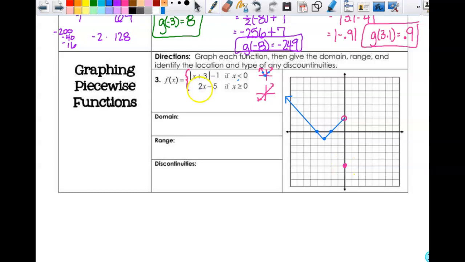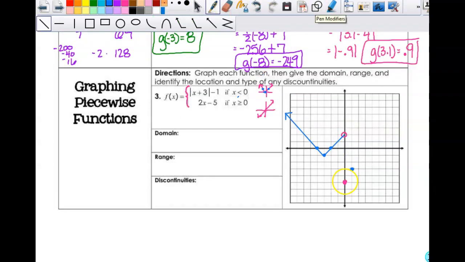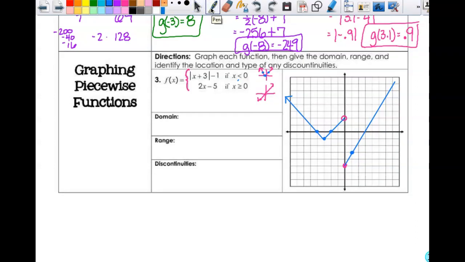So my slope is 2. I'm going to go up 2 and over 1. There's my other point. And when I draw in the line, I start here and it continues on like this. So I'm actually graphing a ray, because it's a piece of a line. That's part of the definition of a ray anyway. And that's what my piecewise function looks like.